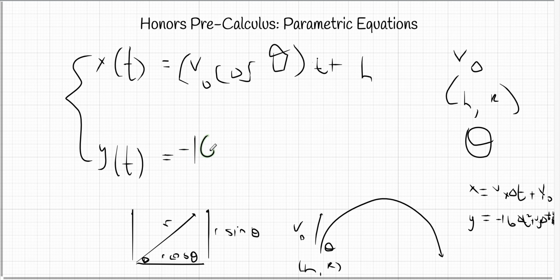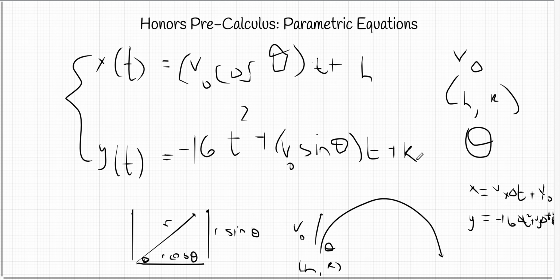As you might imagine, it's negative 16t squared plus v0 sine theta. That would be the y component of the initial velocity, times t plus k. Y0, or basically k. And that's basically the parametric equations for projectile motion. You can plug that in when you're given v0, h, k, and theta.